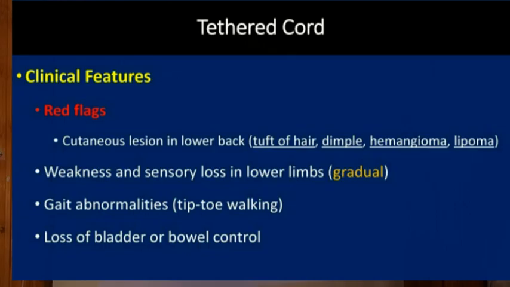The red flags here are cutaneous findings in the lower back, like a tuft of hair, a dimple, hemangioma, or lipoma in the gluteal cleft area. The higher the lesion, the more likely the association. This will be associated with weakness, sensory loss in the lower limb, gait abnormalities, tiptoe walking, and loss of bladder or bowel control.